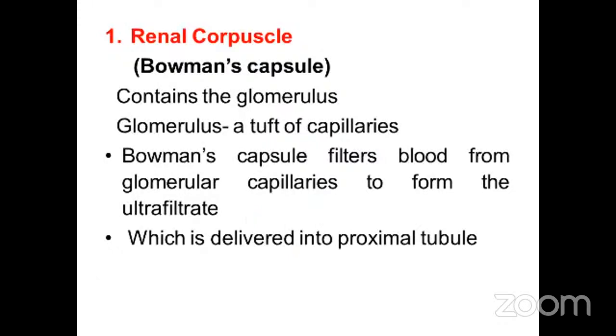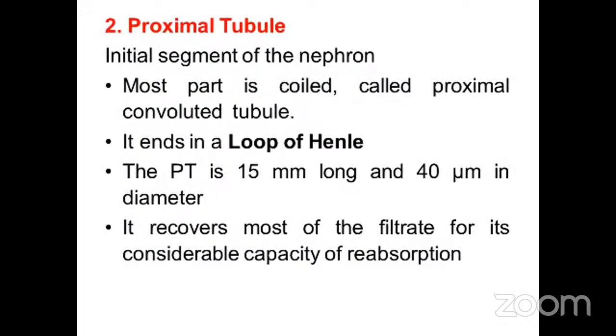So, the Bowman's capsule, also called the renal capsule, filters blood from the glomerular capillaries into the filtrate and delivers it into the proximal tubule. The proximal tubule is mostly coiled, convoluted, and it is the initial segment, so it is called proximal. It ends into the loop of Henle. It is 15 millimeters long and 40 micrometers in diameter. It has considerable capacity for reabsorption.